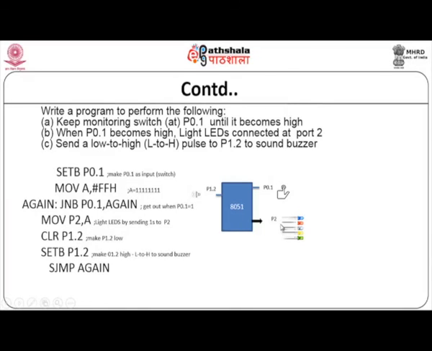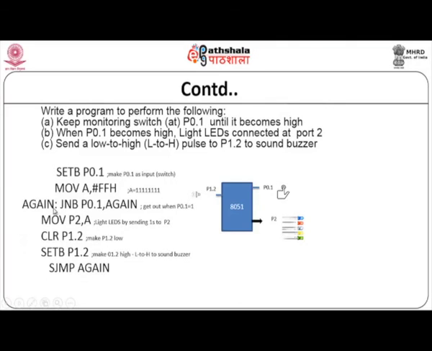Now you just see that all the LEDs are connected at P2. So if 1 is given over there, all the LEDs will be glowing. Then CLR P2, SETB P 1.2. What it is trying to do is give a low to high pulse. We do not want to give either 1 or 0 alone, to avoid spikes. I am giving first a low pulse, then I will be giving a high pulse. So low to high is given at P 1.2, which in turn makes the buzzer sound, and SJMP again. So it comes over here again and does the same process.